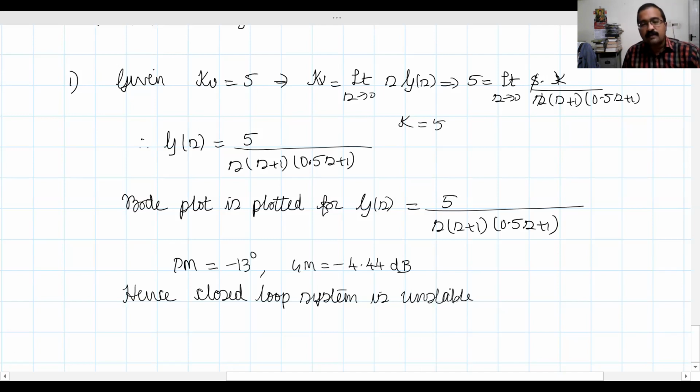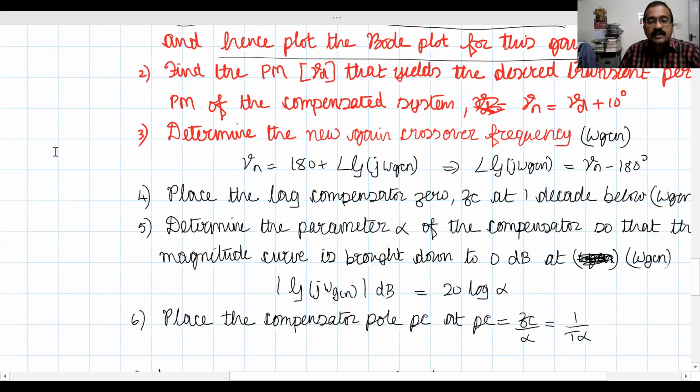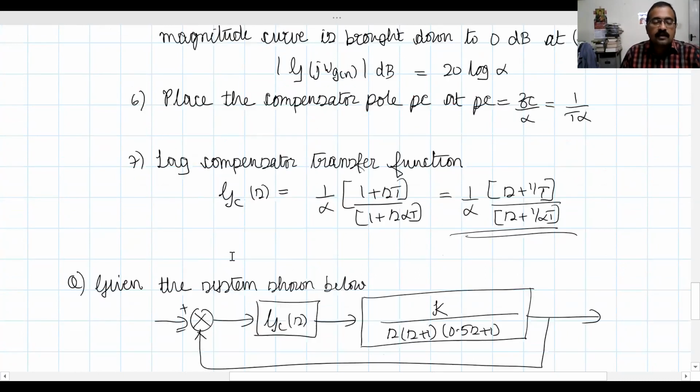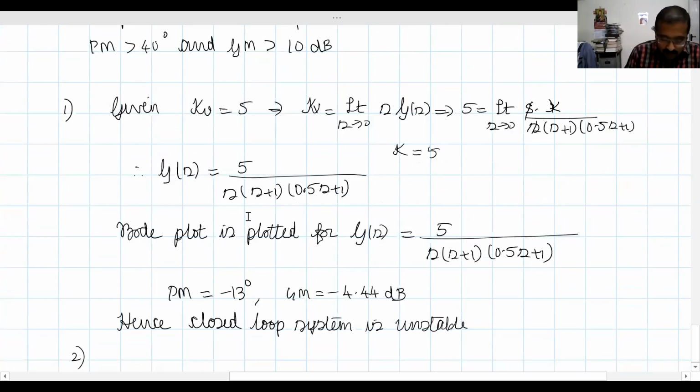Now we have to design a lag compensator. What's the next step? Find the phase margin that yields the desired transient performance. But here in the question it is directly given: the phase margin should be greater than 40 degree. So gamma D is greater than 40 degree.